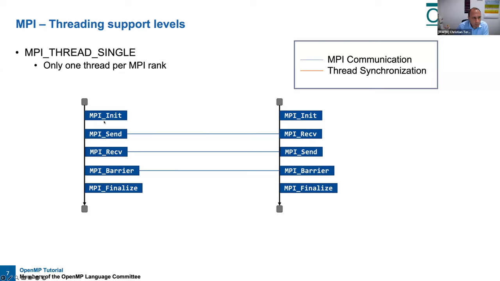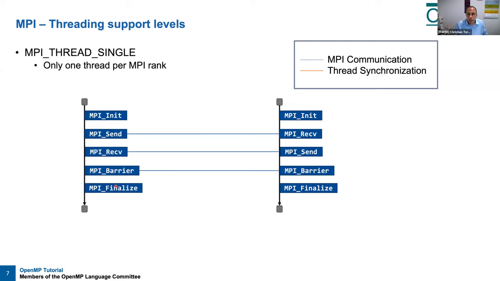These are the MPI_Init and MPI_Finalize routines called, my laser pointer, by two different processes. Then we have the blue lines, MPI communication, and those red or orange lines that will come up on the next slides will illustrate thread synchronization. So here, MPI_THREAD_SINGLE means there is only one thread per MPI process. And you're even violating that if you use a parallel region, because the threading runtime might modify some shared data structures or shared state within your process that is also being used by the MPI library.